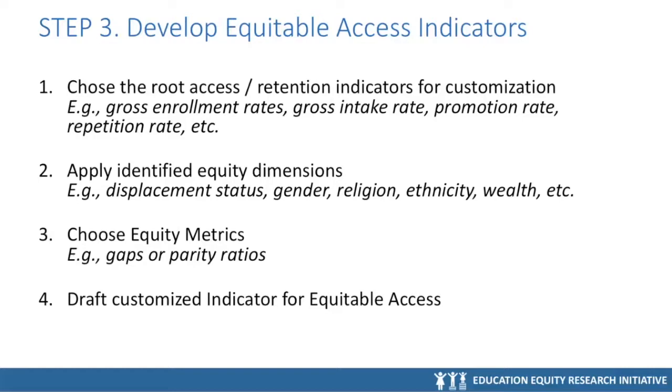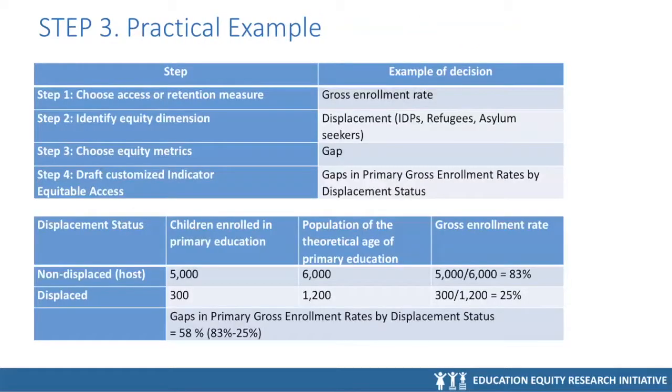And then the 4th sub-step in this process is about combining all the 3 elements that we have just reviewed in order to formulate and draft the indicator for equitable access. So here we provide a concrete and practical example based on hypothetical data on how we can apply these 4 different sub-steps to develop equitable access indicators.